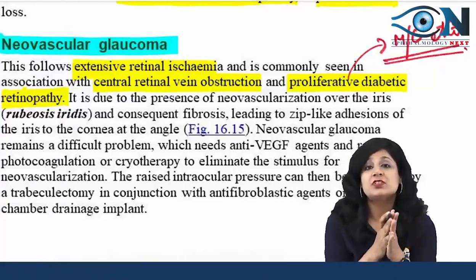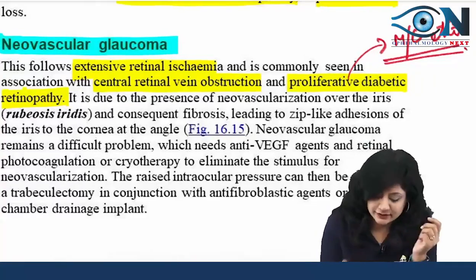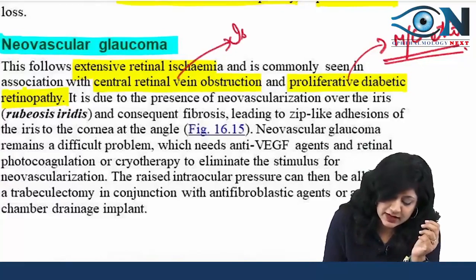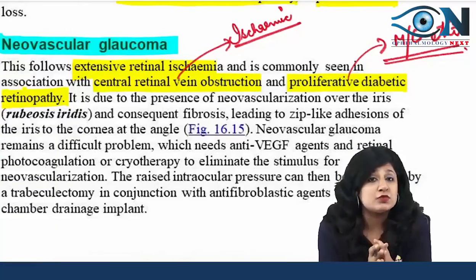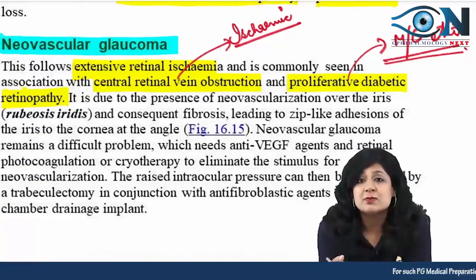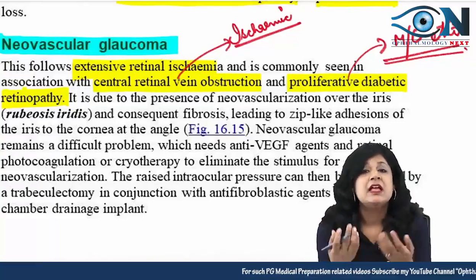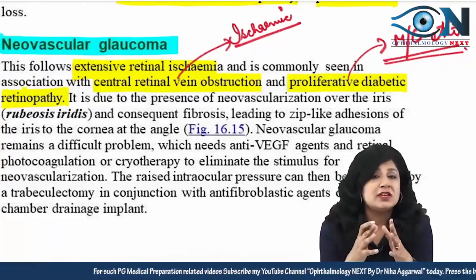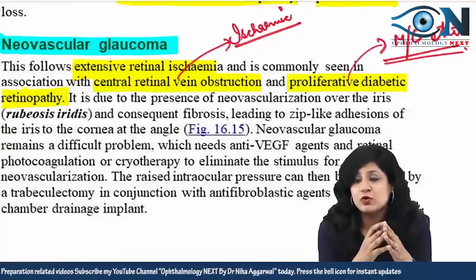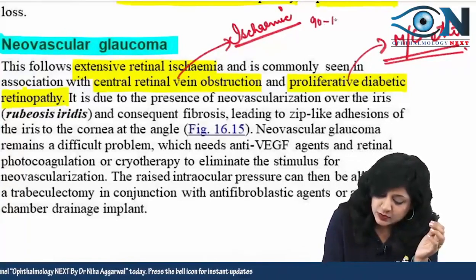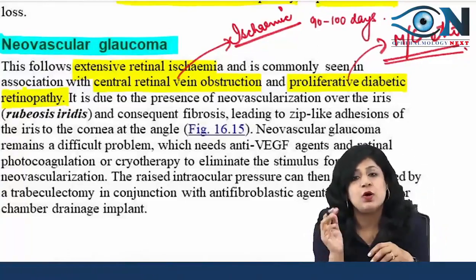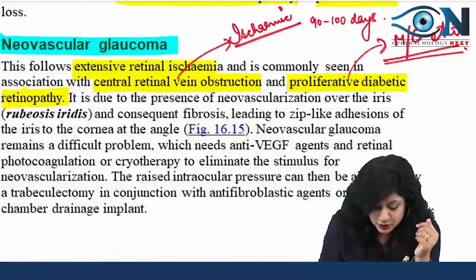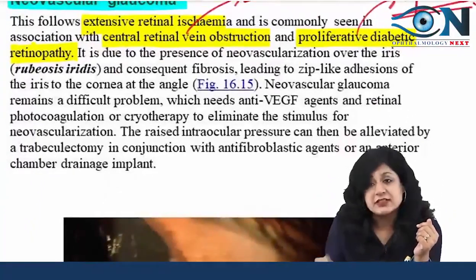But the second in the list, which is not very far away, is CRVO, and that too specifically the ischemic CRVO. As the name suggests, it is sufficient enough to cause ischemia, which is not reversed by anastomosis or collaterals, again leading to release of a lot of VEGF, and that leads to neovascular glaucoma in about 90 to 100 days, and that is the reason why this is called 90-day glaucoma or 100-day glaucoma. So let us go by reading.